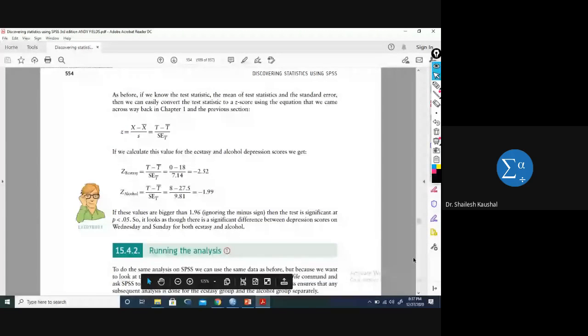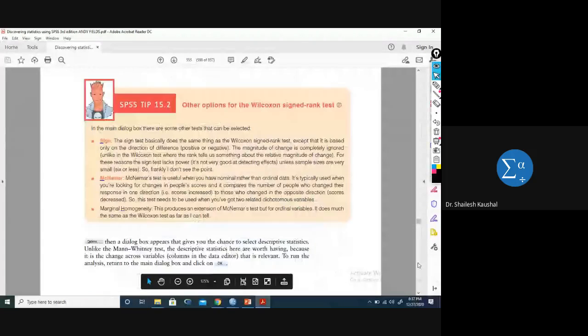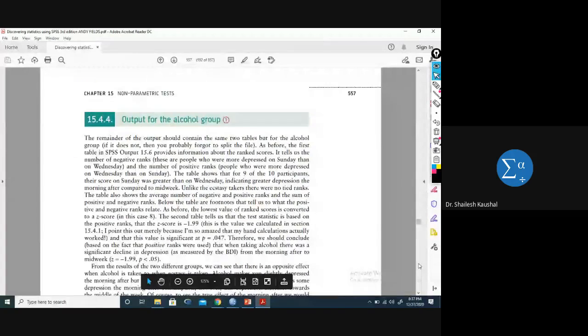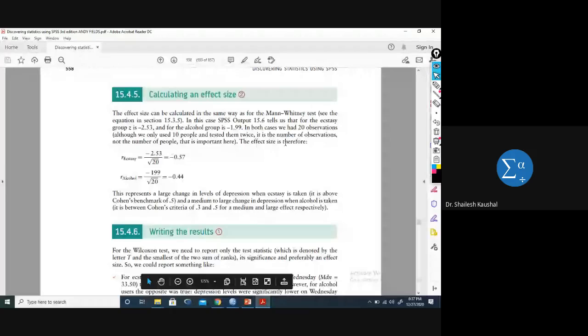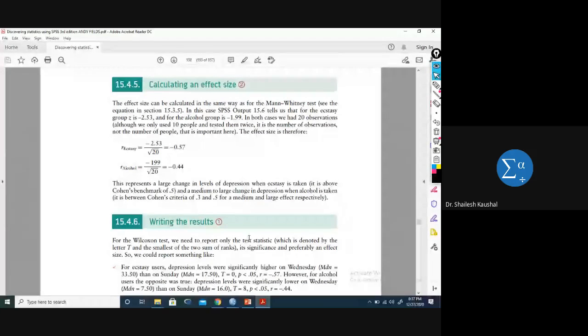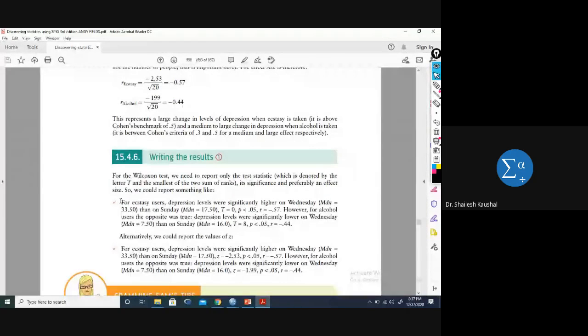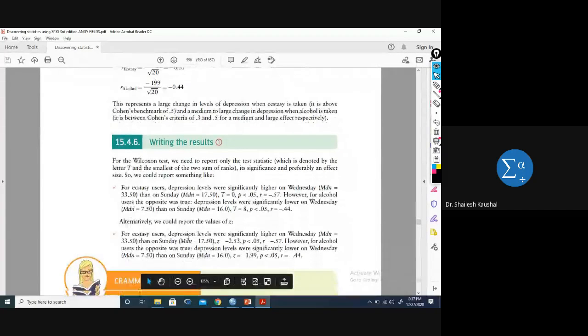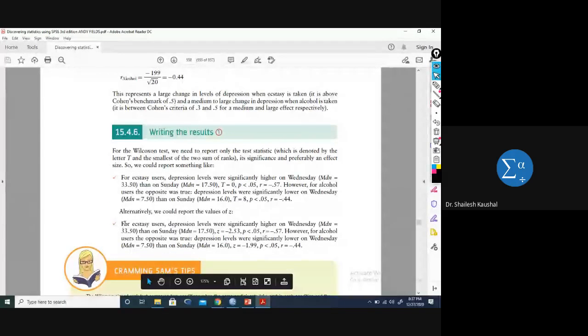Okay, so this is about the Wilcoxon signed-rank test. This is my result. Now, how to report this? You can report it like this: for ecstasy tablet users, depression level was significantly higher on Wednesday. Another report says the ecstasy users' depression levels were significantly higher on Wednesday, and they gave the median value, Z value, P value and R.